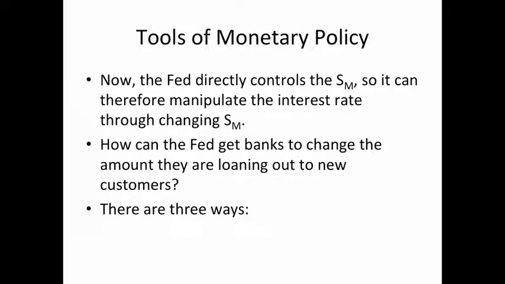Well, how can we do that? Well, the Fed, as we discussed there, controls that supply of money curve. So the Fed can indirectly manipulate the interest rate by shifting that supply of money curve. So remember, again, what is the supply of money? The supply of money is banks making loans.